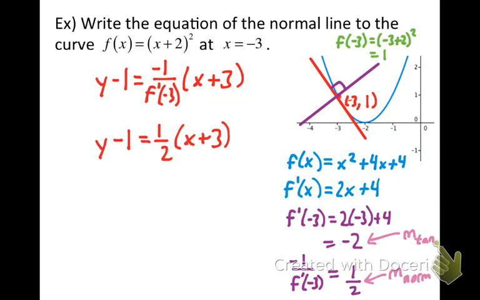So now you know that a normal line is simply a line that is perpendicular to a tangent line at a given point on the curve of a function, and you know how to write the equation of the normal line. All right, excellent work.